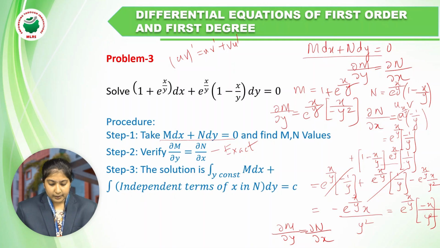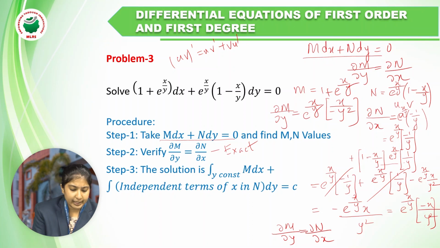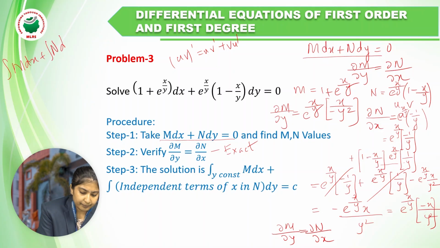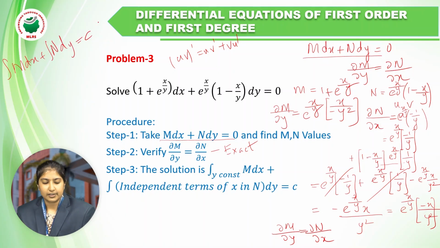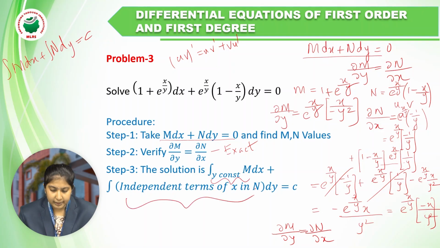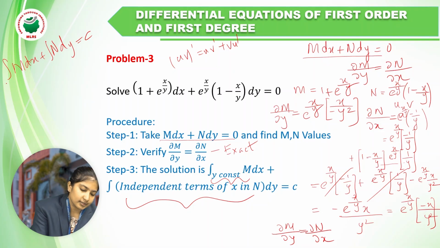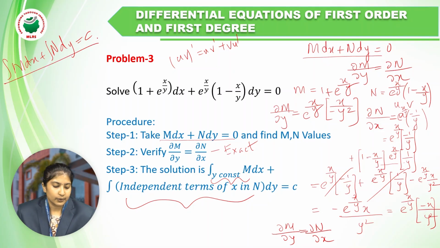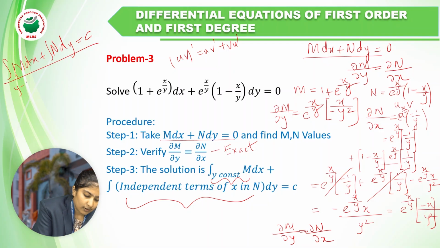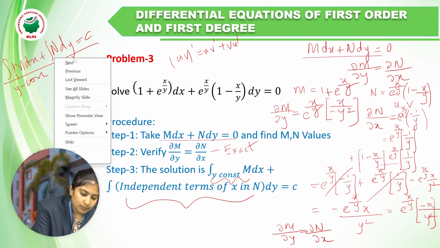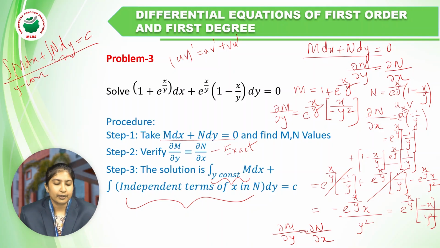So once you are done with proving exactness, what you have to do is find the solution. So what is the solution? Integral of M dx plus integral of N dy is the solution, right? Is equal to constant. One thing you have to remember is that this terminology should always be written in the formula. Remembering only this cannot lead to the whole answer. You have to write here that y is constant and only those terms of N which are independent of x. This terminology should always be written.